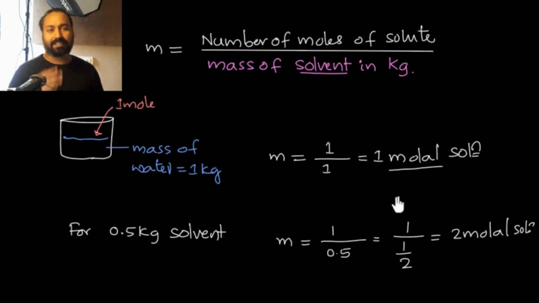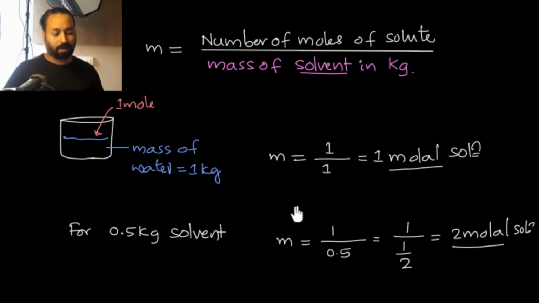You just notice one small hint here. When I reduce the mass of the solvent to exactly half, the concentration of the solution doubles. Just visualize it. Initially you took 1 kg of solvent, and in that you added 1 mole of solute, and you got a 1 molal solution. This time you take half a kg of water, and in that you add the same amount, 1 mole of solute, and you will get double the concentration.